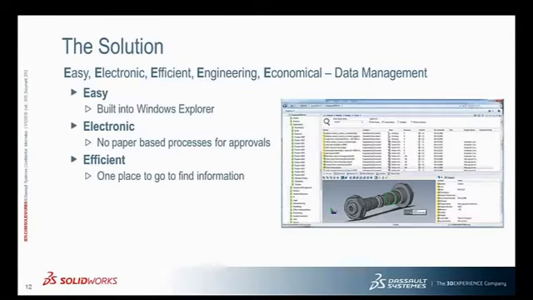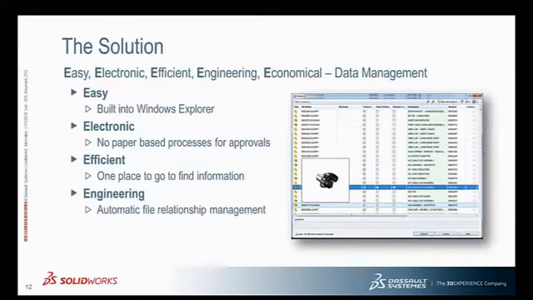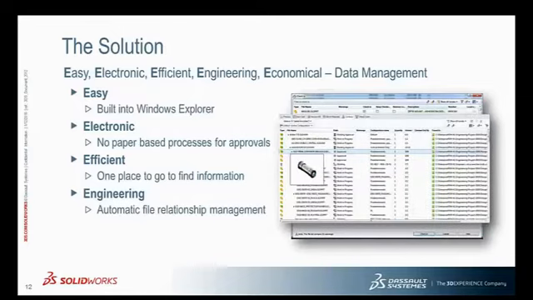It's one place to go. You don't have to have multiple storage areas for your documents and different network shares. You have one place to go find it. It's engineering capable. It means it understands the file relationships between SOLIDWORKS files, can read custom properties, can read title block information from DWG or DXF files, and other CAD types.